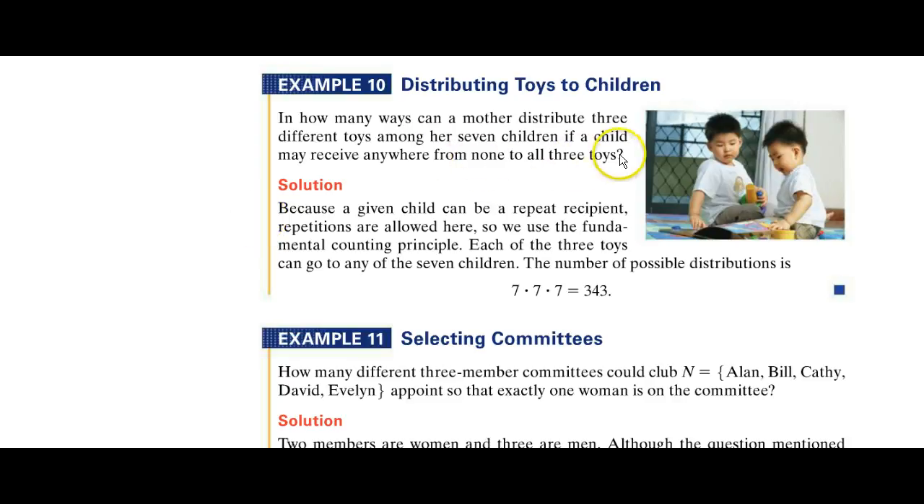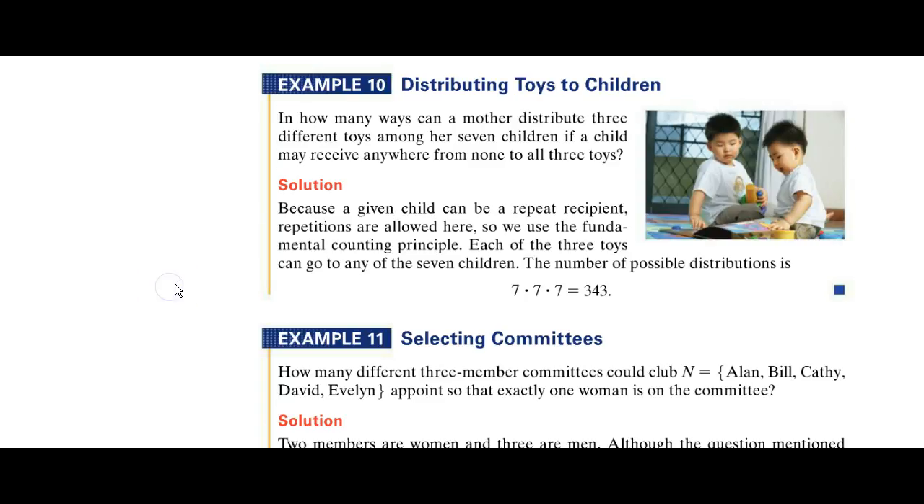So, 3 toys, 7 children, and they can be distributed among those 7 children. This is a fundamental counting principle in which the 7 children can get the 3 toys. The 7 children again can get the 3 toys. So it's 7 to the third power, which is this.